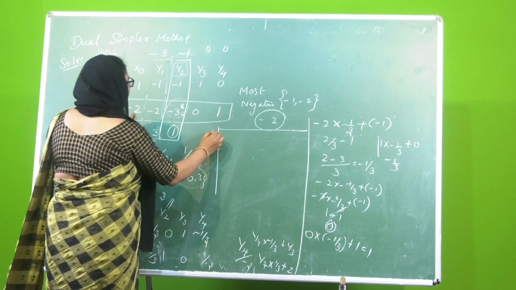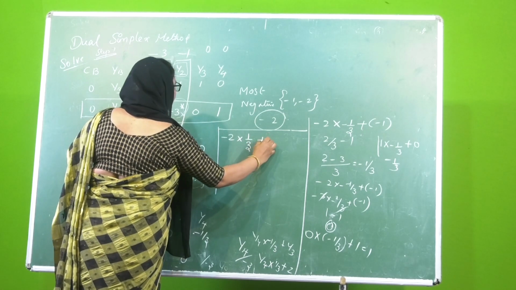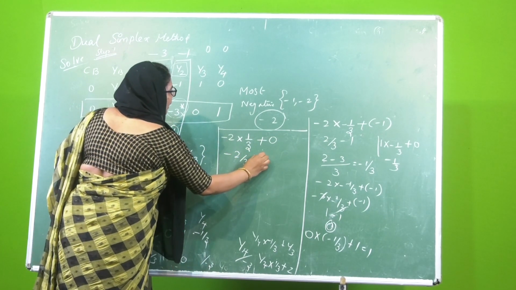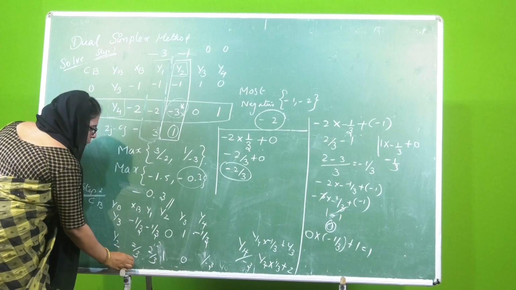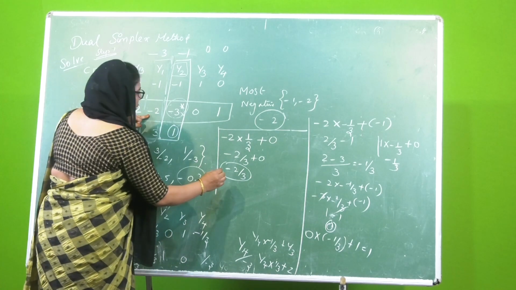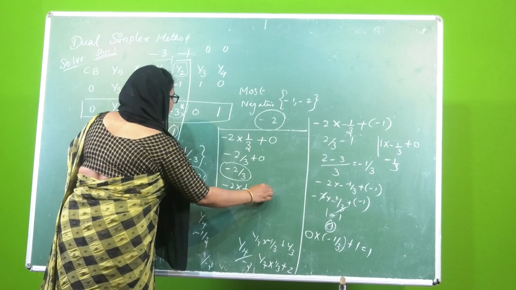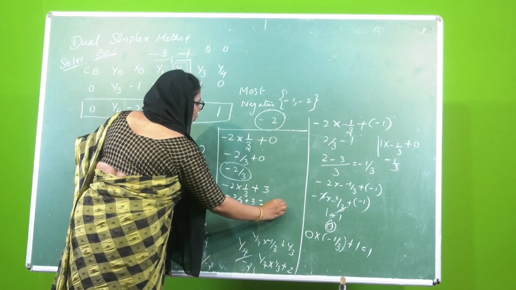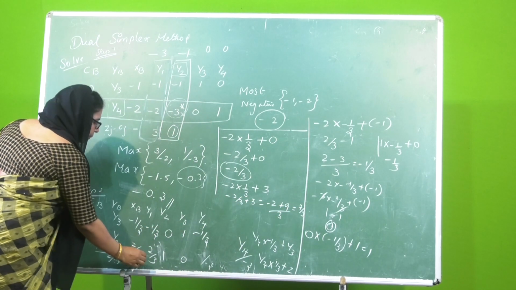So y4: -2 into 1 by 3 plus 0, so -2 by 3 plus 0, that is -2 by 3. First value -2 by 3. Second value: -2 into 1 by 3 plus 3, that is -2 by 3 plus 3, which is (-2 plus 9) by 3, that is 7 by 3.